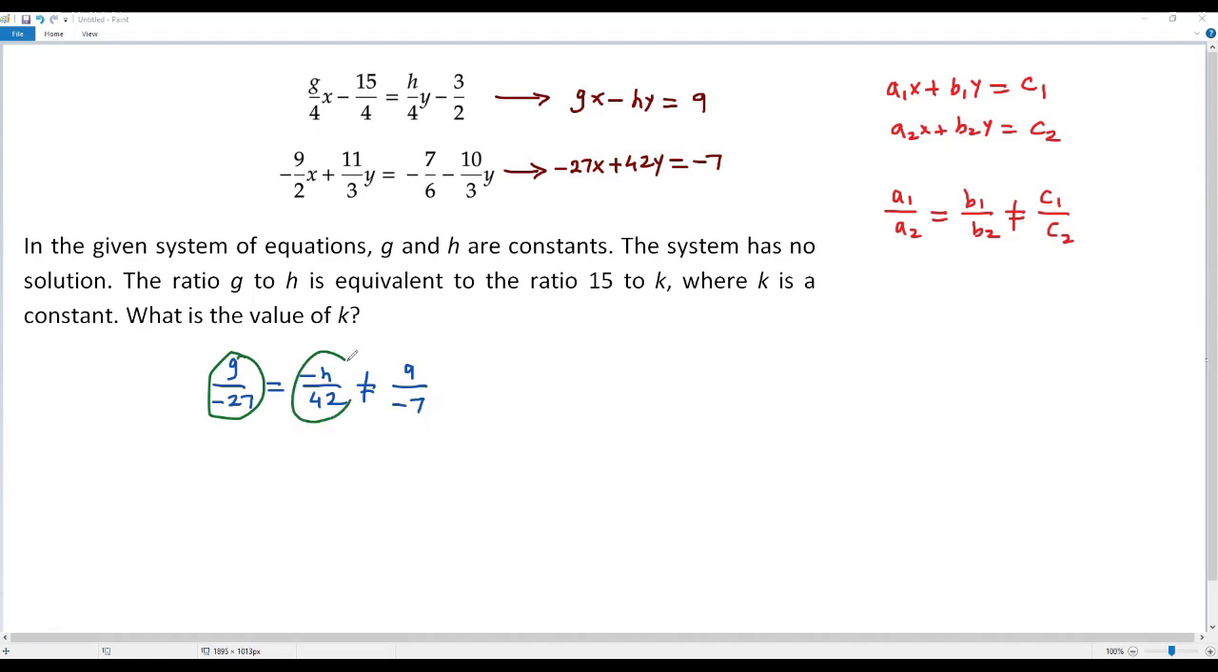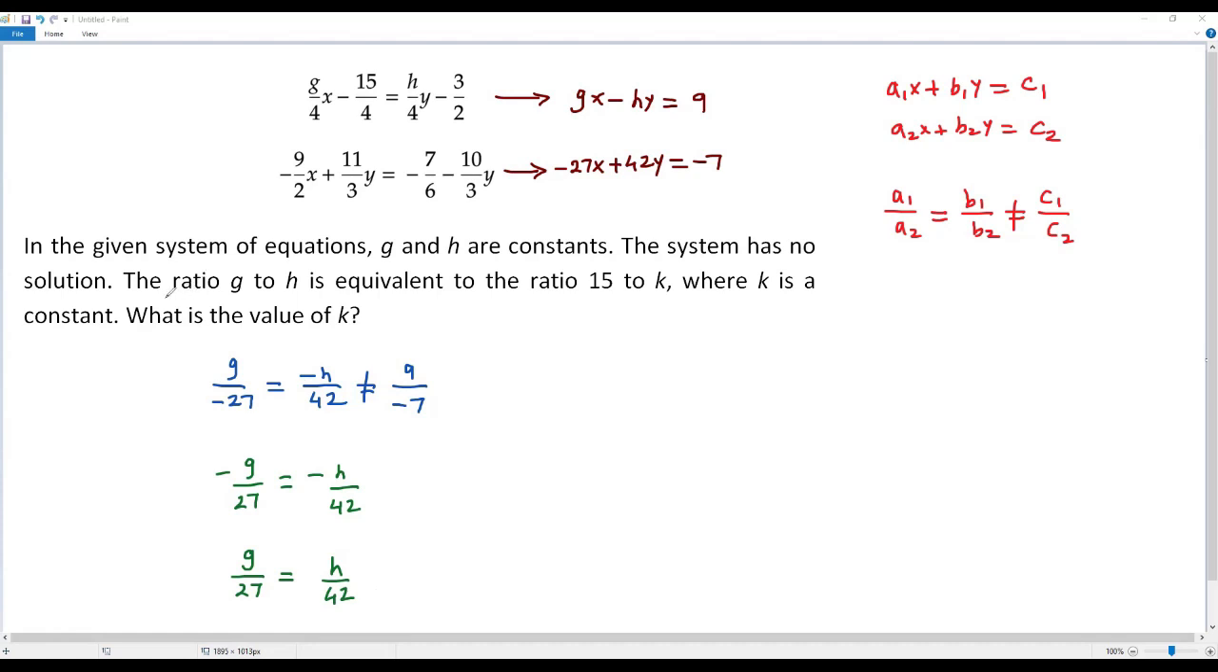Since these two ratios are equal, we can consider this particular part, and we can write the ratio g over −27 as −g over 27. On the right side, we can take this as it is, that is −h over 42. We find a negative sign on both sides of this equation. We can multiply both sides by −1 to get rid of the negative sign on both sides. When I multiply both sides by −1, I am getting g over 27 on the left side. On the right side, we have h over 42.